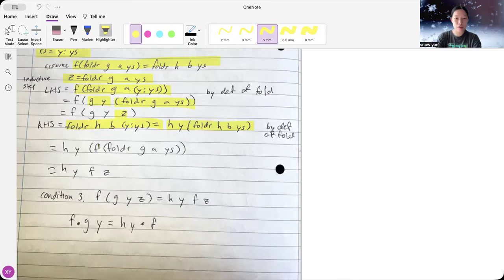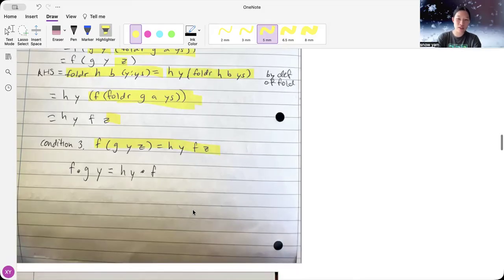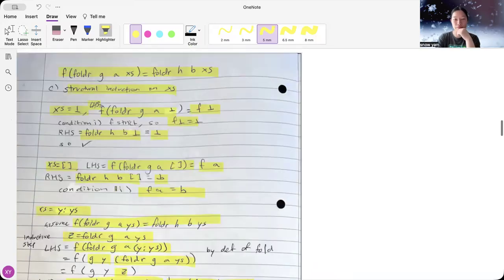And then we can further use the definition of our induction hypothesis to write this thing as f of fold r of g A y's. So then we can rewrite this as, the inner part would just be Z, so then we just have h y f Z. So condition 3 would just be f of g y Z is equal to h y f Z. So written in point-free form, it would just be f composed with g y is equal to h y composed with f. So we have shown the conditions.